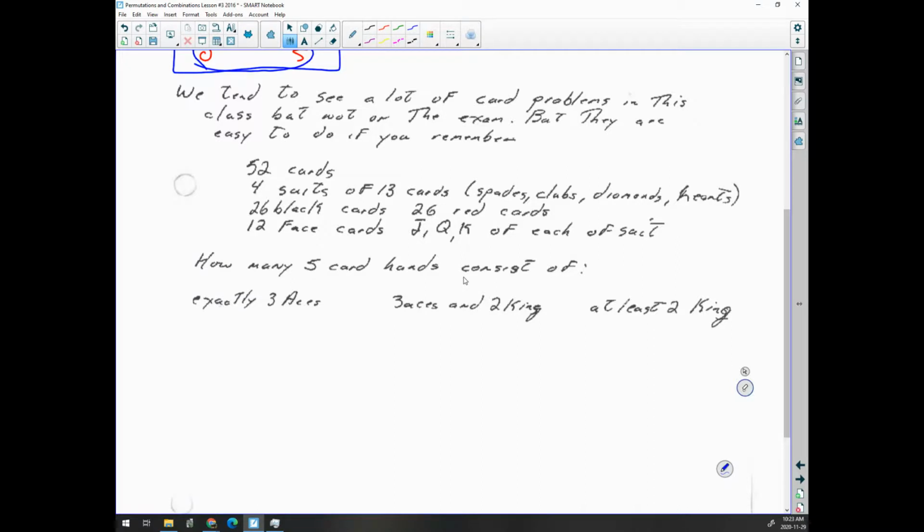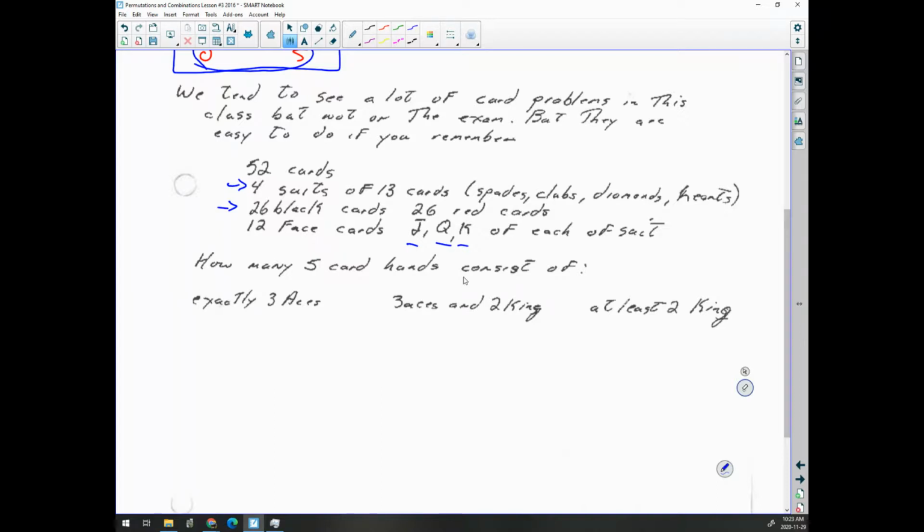So just a quick reminder, there are 52 cards in a deck. There are 4 suits, diamonds, hearts, spades, and clubs. Clubs and spades are black, so there's 26 black cards, 26 red cards, and there are 12 what we call face cards, i.e. those that have a face on the card.